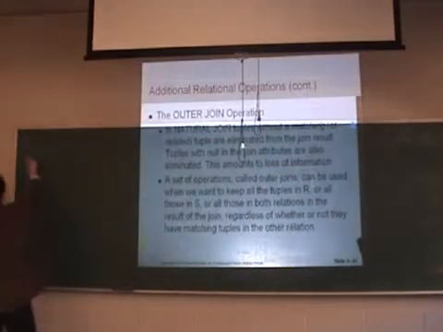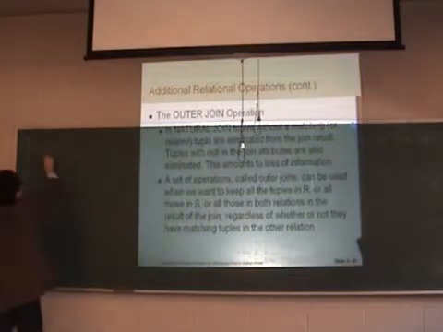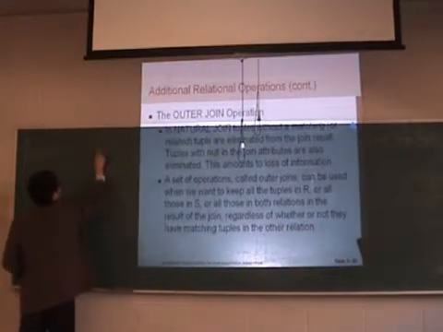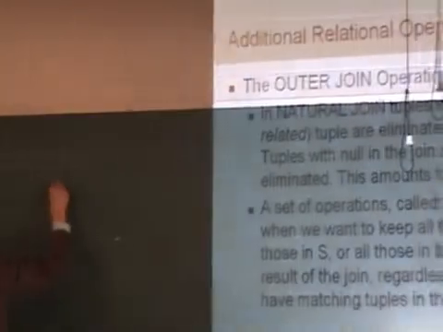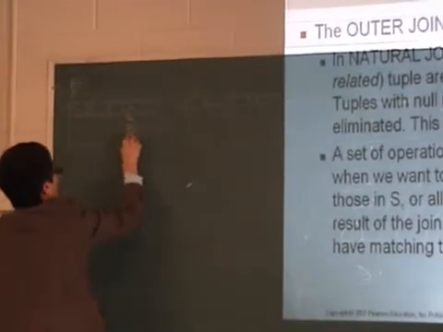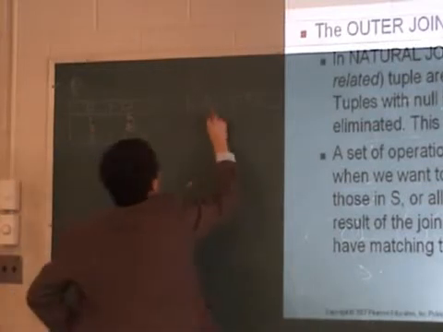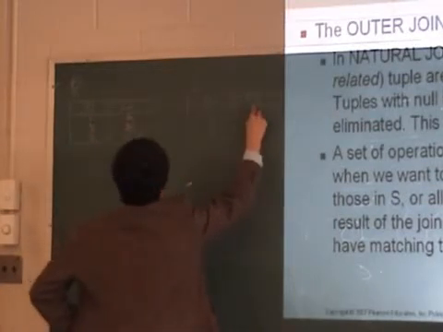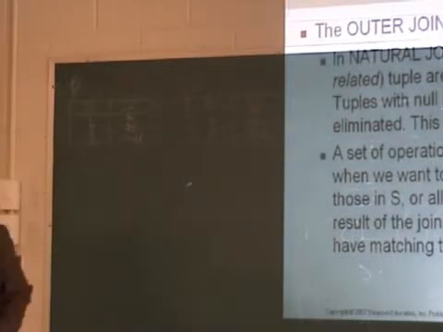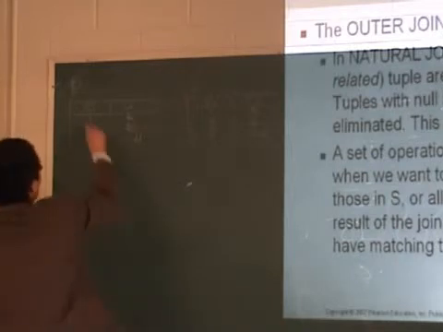So let's say we have relation R with attributes C1, C2, and S with attributes B and B2. R has tuples 1, 2, 9; A, B, 9; 1, 2, 3; and S has 1, 2, 3; B, C, 9. Okay? So this is a key, this is a key.